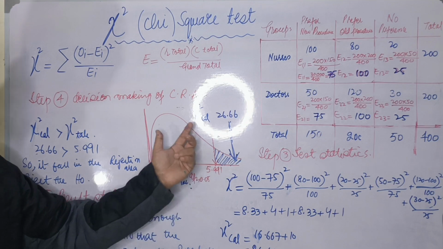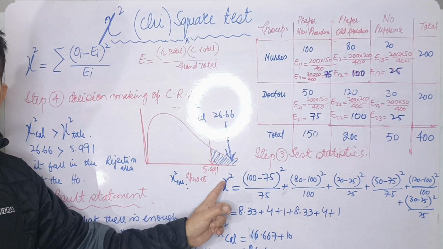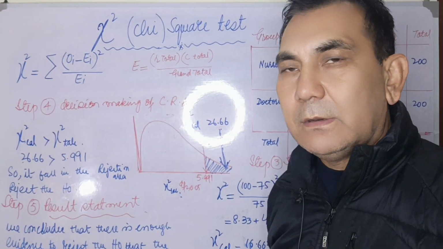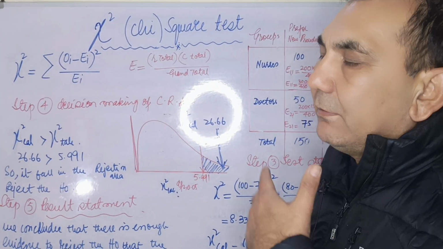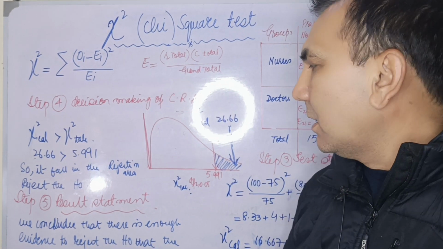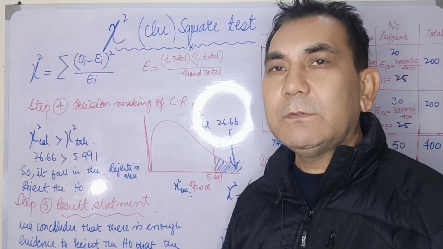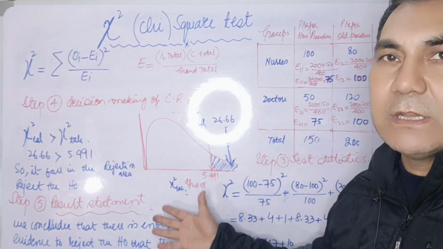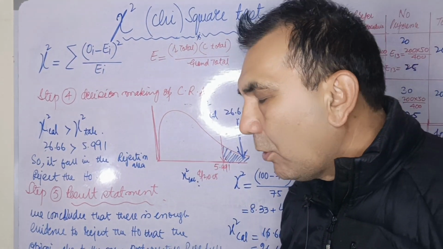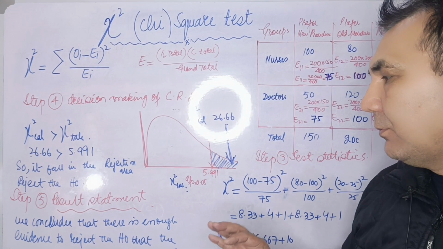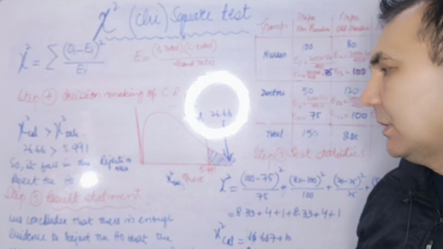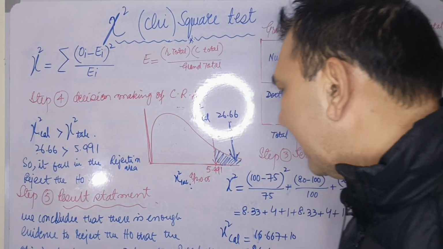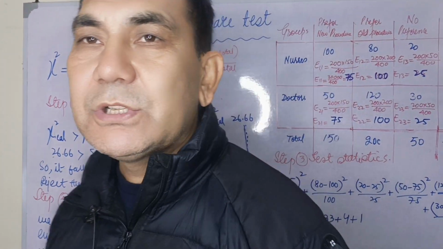So the chi calculated value is greater than the chi tabulated value, so it falls in the rejection area. When it falls in the rejection area, definitely we reject the null hypothesis. Rejecting a null hypothesis that is actually correct means the type 1 error. In step number 5, we write down the result statement: there is enough evidence to reject the null hypothesis, that the opinion about the new post-operative procedure is dependent on the profession. It means the opinion of doctors and nurses is different about the new surgical procedure.